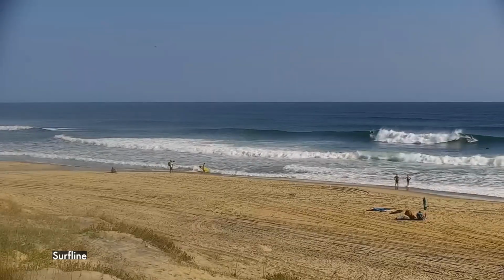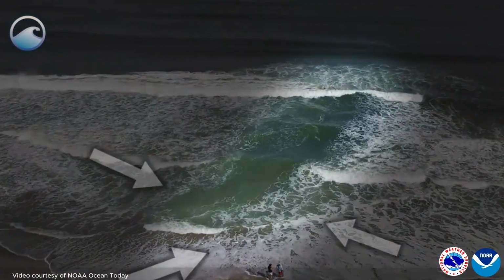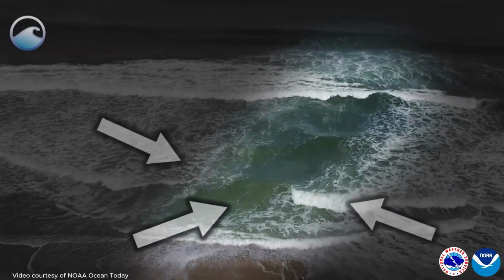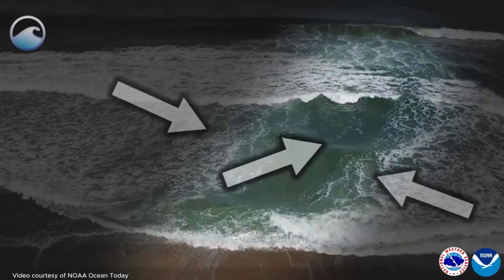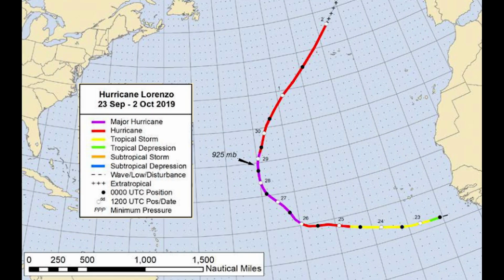You just need breaking waves, and generally 2 to 3 foot waves are enough. But when wave activity increases, as would happen with a storm nearby, the rip current hazard multiplies. Even a distant hurricane can cause problems.